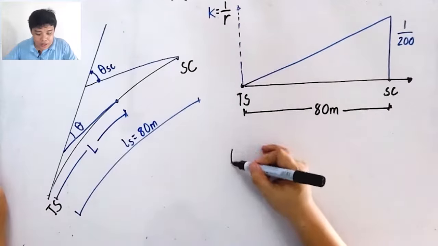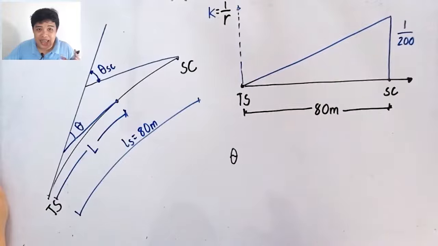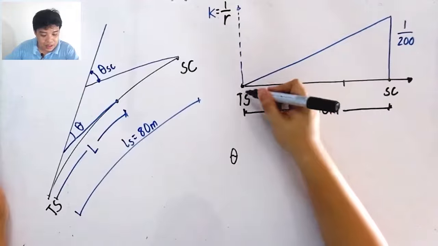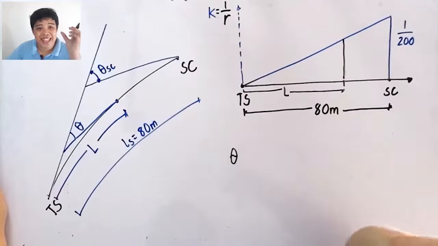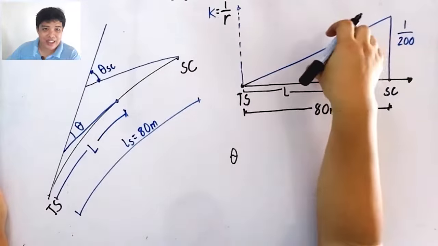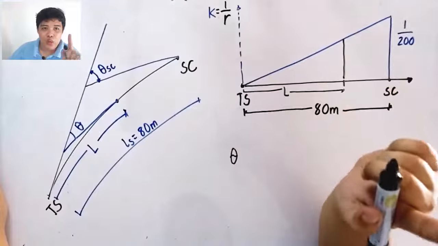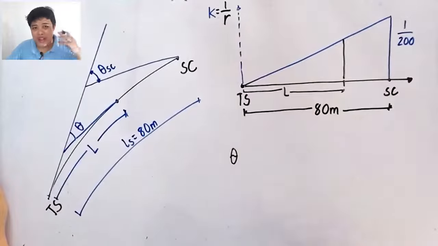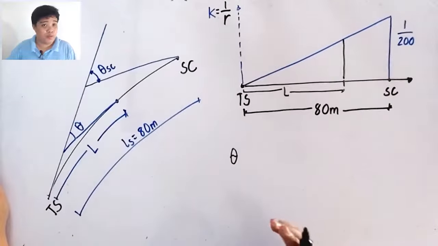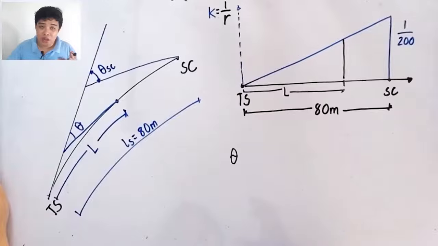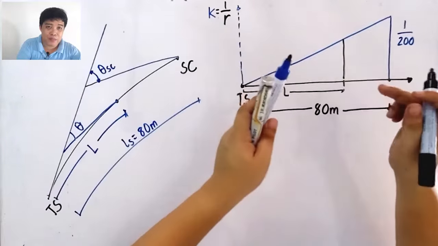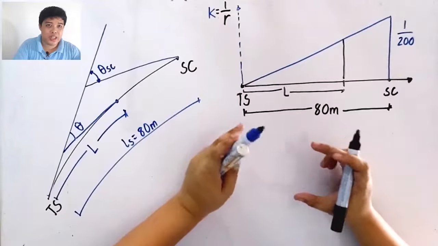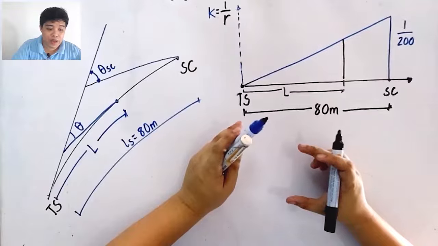To be able to get the value of theta at any L distance, let me say this is L, at any L distance, you will just get the area under this diagram. I'm not going to show you how it is derived from calculus just to save time. We will just apply it. Just remember that the spiral angle from TS to any point L distance from TS is basically the area under the curvature diagram of the spiral curve.